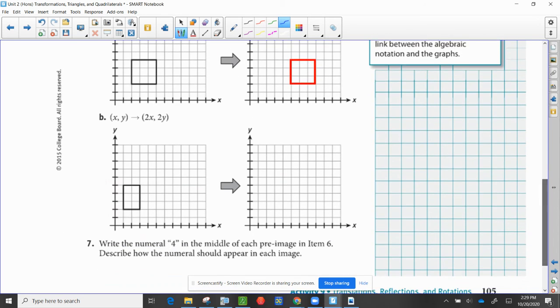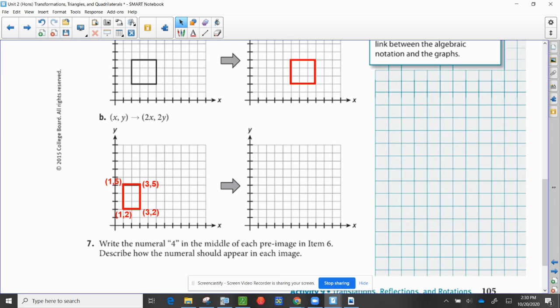Okay. Now I'm going to have you guys try B. If we have x, y, they want you to transform it so it becomes 2x, comma 2y. So go ahead and try that one now. If it helps, there's all your coordinates for the 4 vertices.